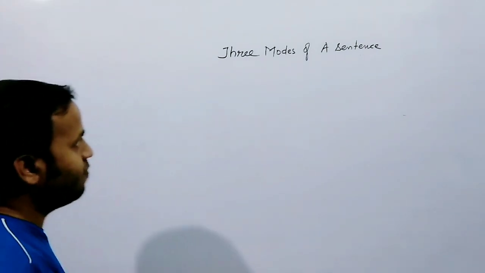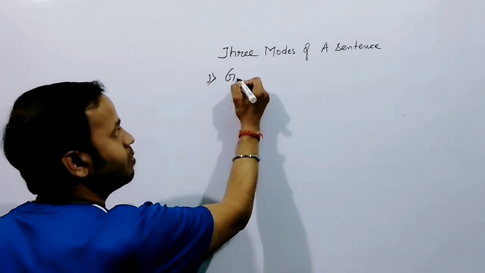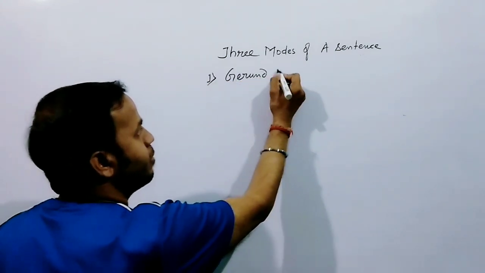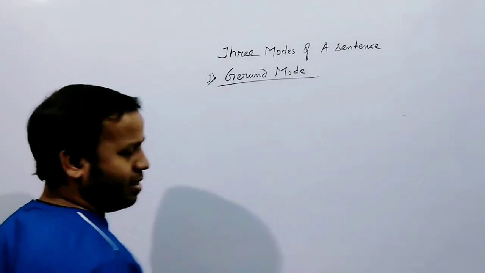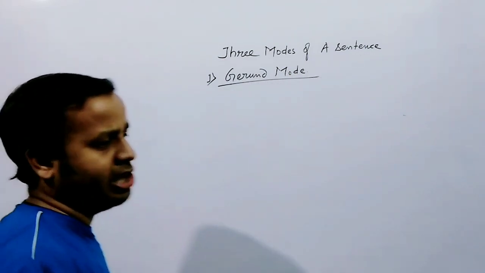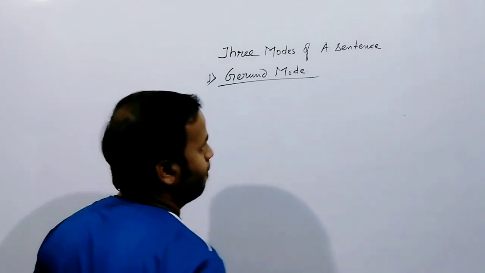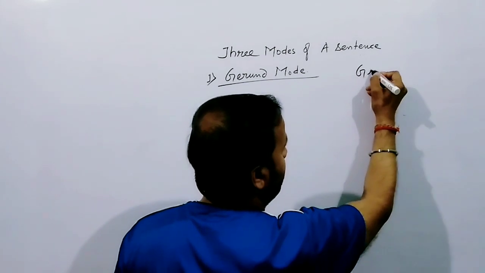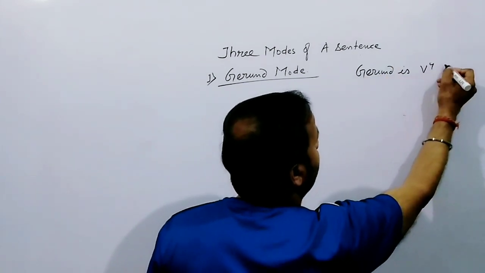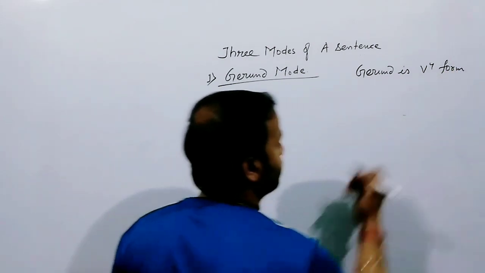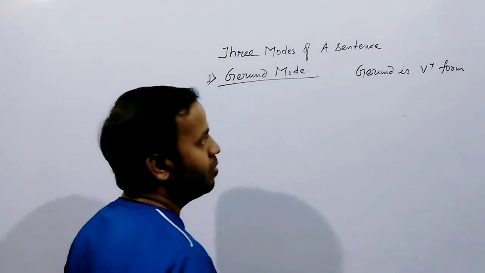Let's start the first mode, that is called gerund mode. Do you know what is gerund? If you don't, then I will tell you. Gerund is a verb form. Gerund is V4 form. Now you think V4 forms.